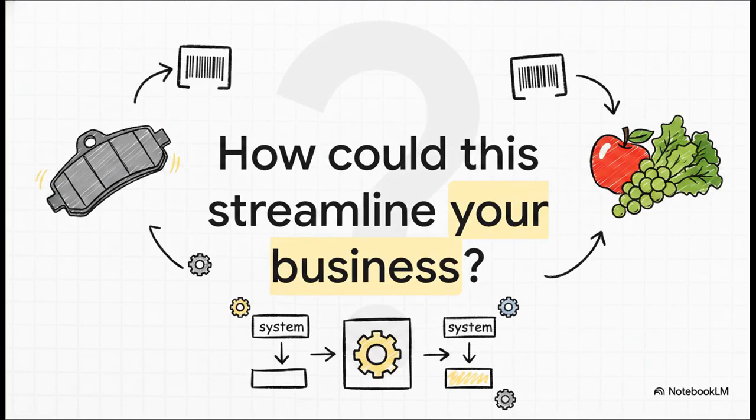Which leaves us with a really fascinating thought to wrap up today's explainer. If a single, thoughtfully designed, reusable system can seamlessly adapt to perfectly track both heavy-duty brake pads and highly perishable fresh produce, how could a system like that streamline your own business operations? The RAM Inventory Manager is absolute proof that the best software isn't rigid, it's perfectly adaptable.